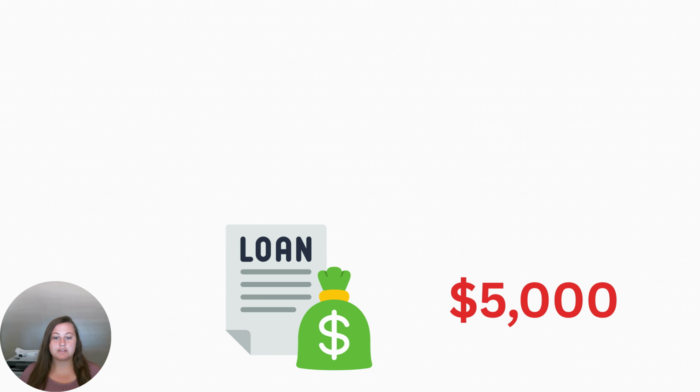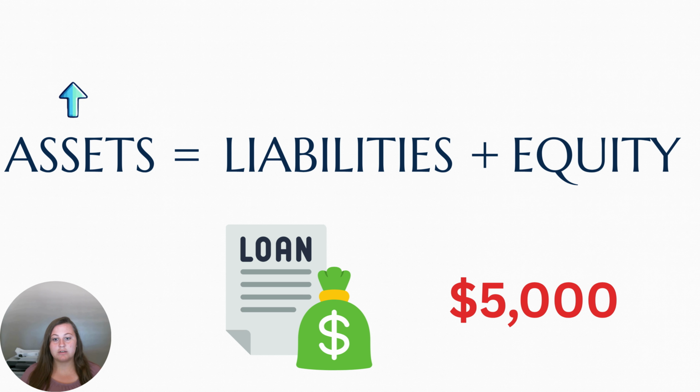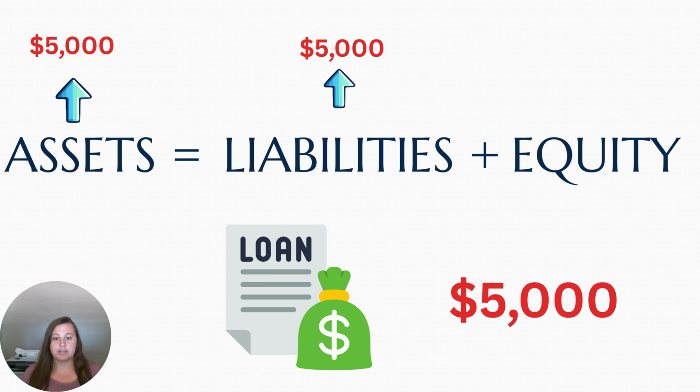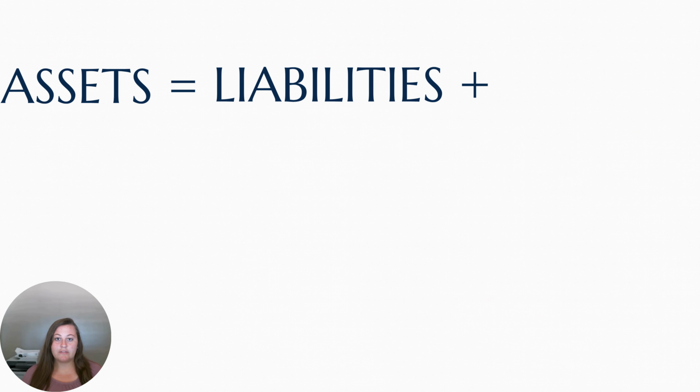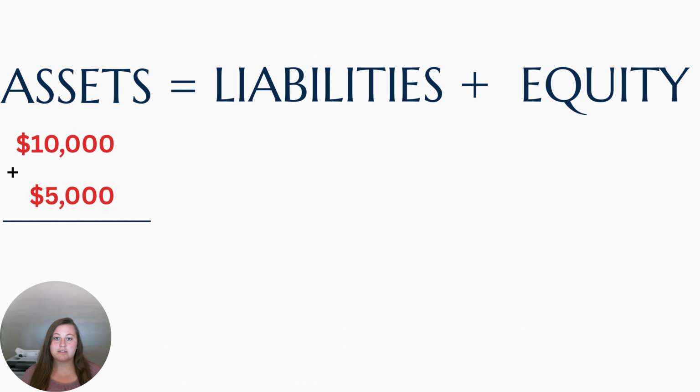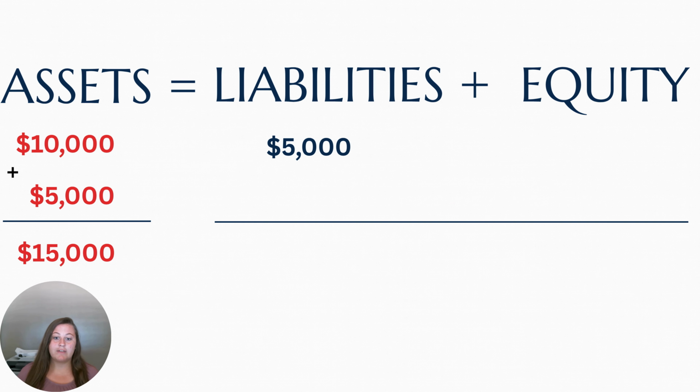To add on to the example of whenever you put $10,000 into the bank when you first open a business, let's say you take out a $5,000 loan from the bank for operation cost. So your cash or your assets increase by this $5,000, but you also owe the bank that $5,000, so your liabilities are going to increase by $5,000 also. So now our assets are the original 10,000 plus the 5,000 that we got from the bank, which equals 15,000, equals our liabilities of 5,000 and our owner equity of 10,000.